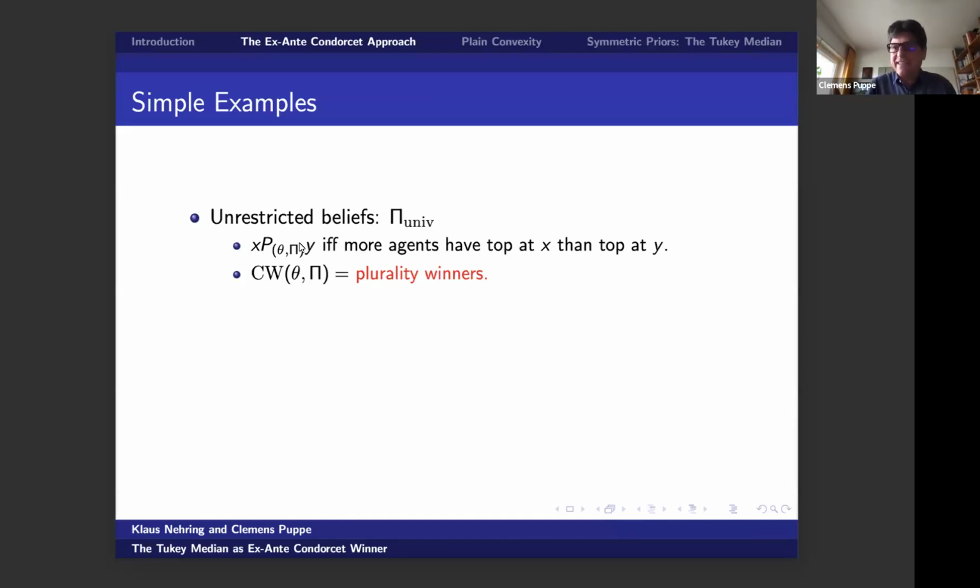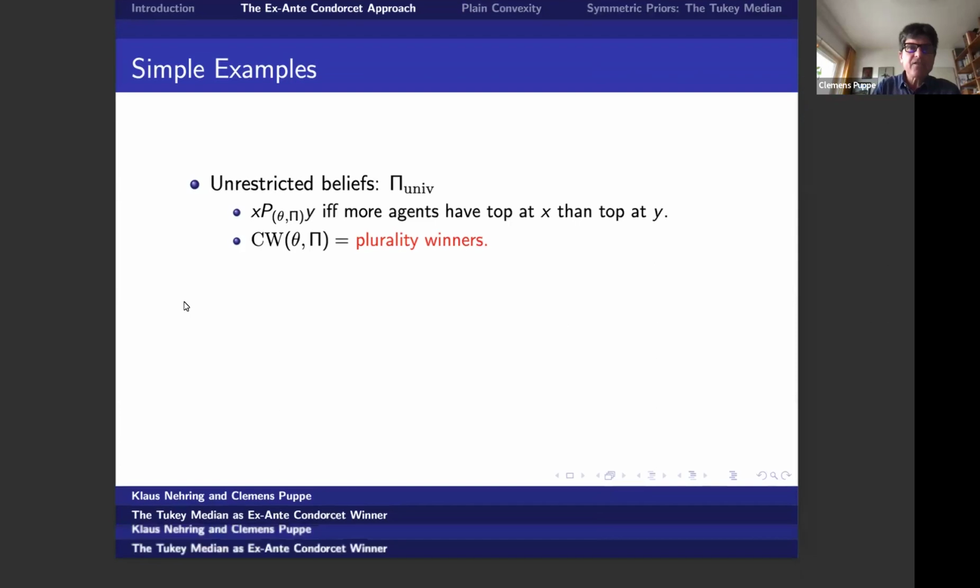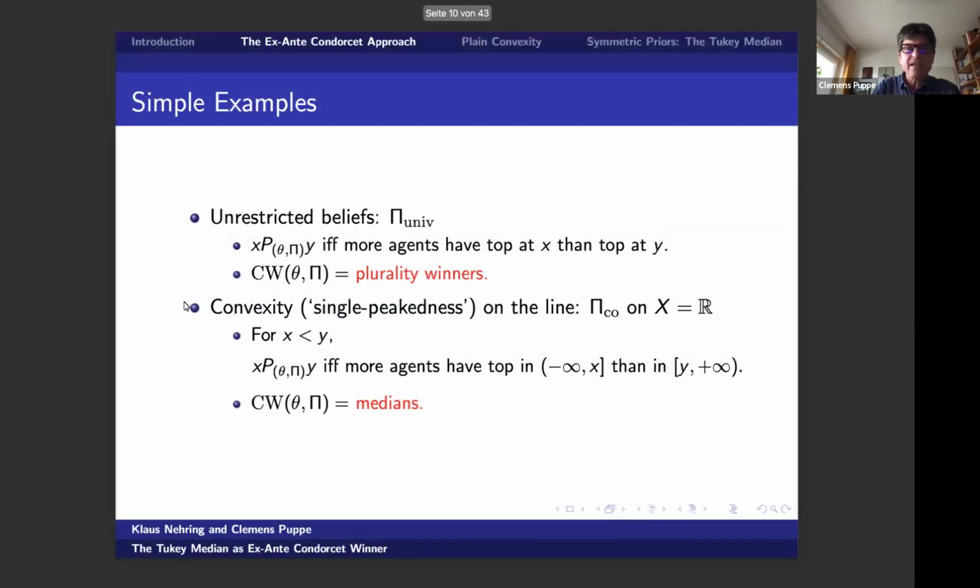Of course, generically, when every voter has a different top, then you have many of these plurality winners. So it is not at all unique. It's a big set of ex ante Condorcet winners, but it's not empty, okay? So I hope this is clear. So in this case, you gain something.